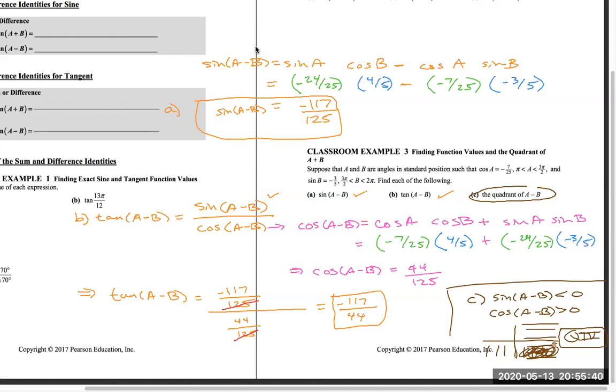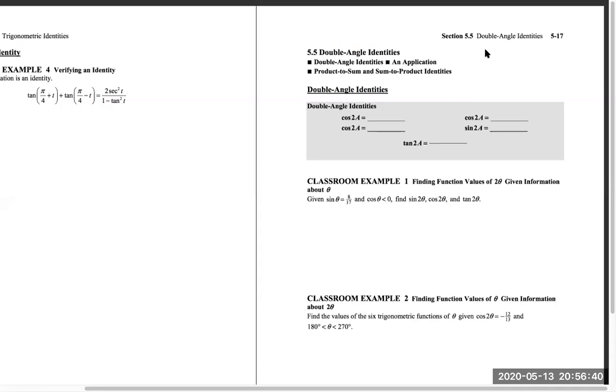All right, so let me pause for a moment and see if you guys have any questions before I move on to 5.5. All right, you guys, so we're moving into 5.5 now. I'm going to go over a few of the problems that I think would be useful for you, and then let you know the parts that you don't really need to worry about right now.